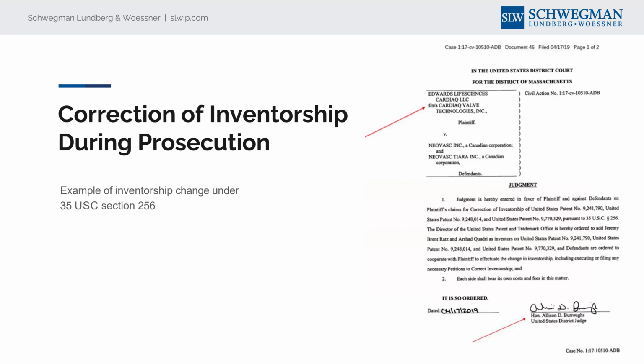This is just an example here of what an order changing inventorship looks like. Pretty basic after you file, and you can even do it after it's issued. So you can change inventorship during prosecution or following issuance, whatever circumstances dictate.